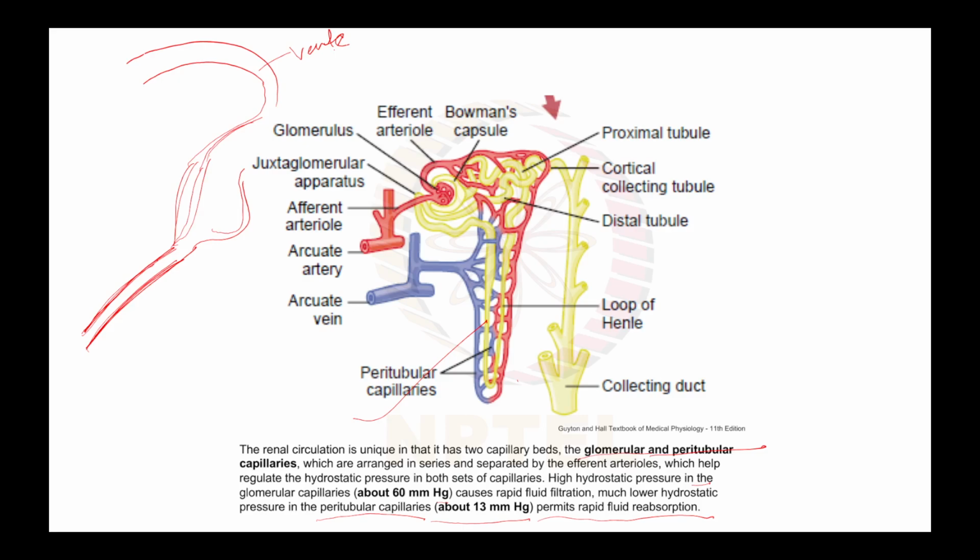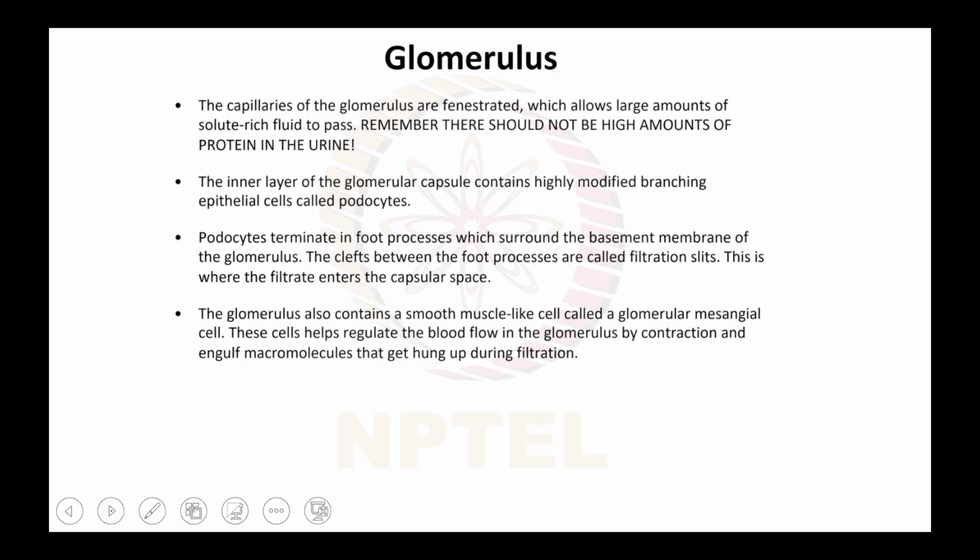Okay, so suppose the filtration has caused the loss of a very important substance of the blood, then it gets reabsorbed with the pressure which is suitable for reabsorption in the peritubular capillaries. Okay. So the capillaries of the glomerulus are fenestrated, which allows a large amount of solute-rich fluid to pass. Remember, there should not be a high amount of protein in the urine. So the inner layer of the glomerular capsule contains highly modified branching epithelial cells called podocytes.